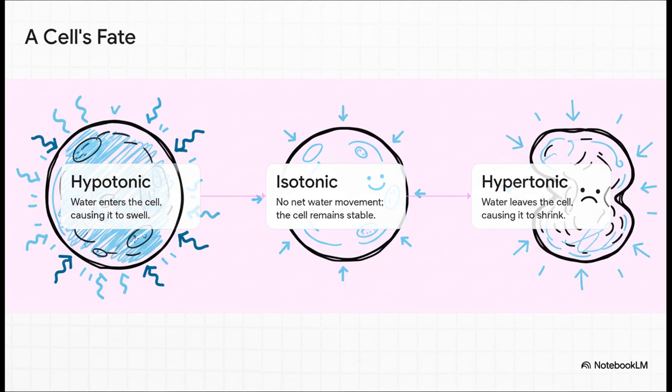In a hypotonic solution, water floods into the cell and it swells up like a water balloon. But in a hypertonic solution, all that water gets sucked out, and the poor cell shrivels up like a raisin. It's only in an isotonic solution where the cell's perfectly happy and stable, with no net water movement.